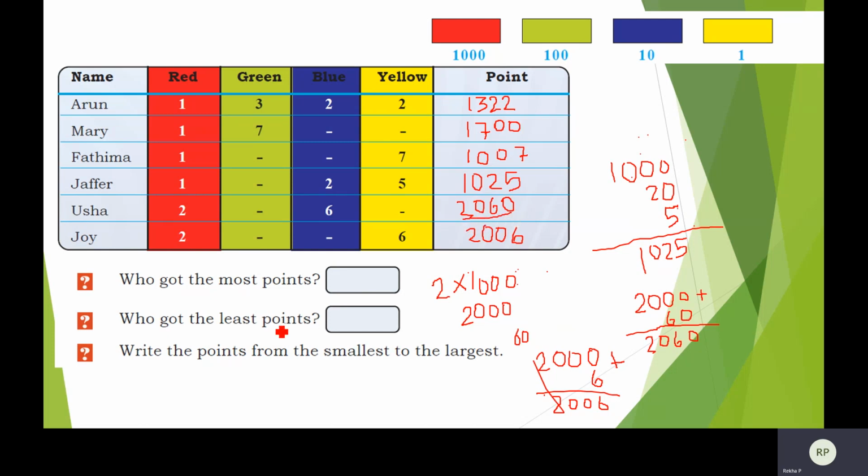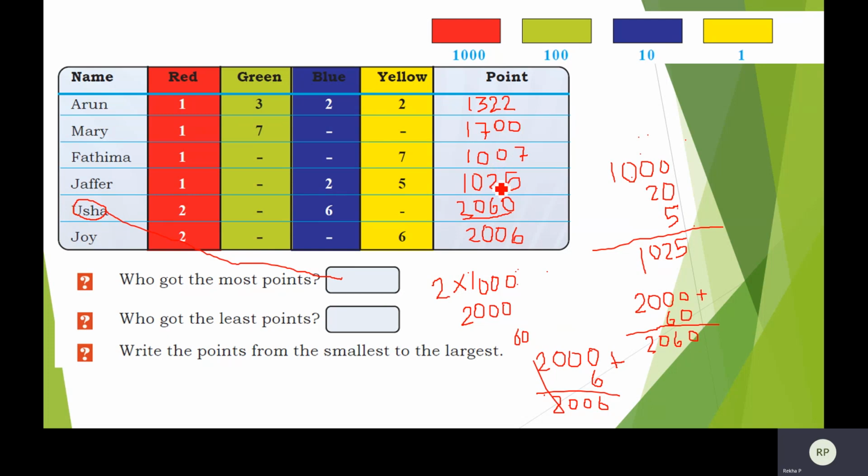Okay. So who got the most points? Usha got the most points. So for this one, the answer is Usha. Usha got the most points. Okay. Then who got the least points? So which is the least number here? So here this 1000. Also here all these. Now this is 0, and the hundreds place also is 0.